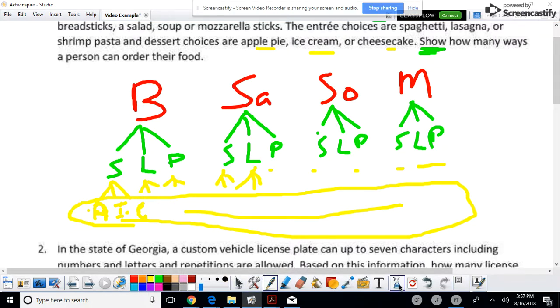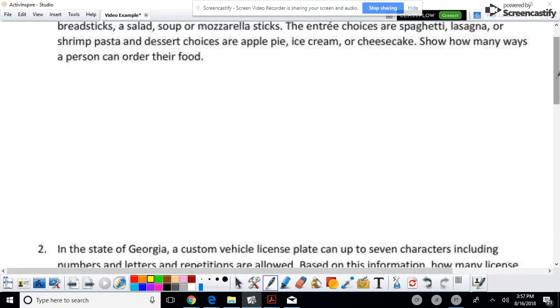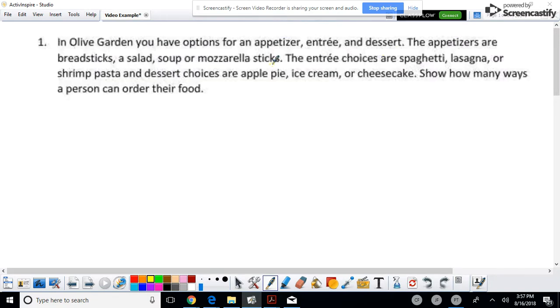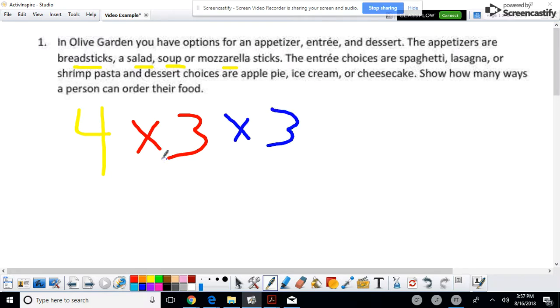Yeah, but who has time to do that, right? So that's why we're going to do the fundamental counting principle. We're going to count what we have in each category. So in the first category of appetizers, we've got breadsticks, salad, soup, or mozzarella sticks. That's 4 options. Entree choices, spaghetti, lasagna, shrimp pasta, 3 choices. Dessert choices, apple pie, ice cream, cheesecake, 3 more choices. The fundamental counting principle says you can just multiply this. Real simple, right? 4 times 3 is 12, times 3 is 36. There are 36 ways a person can order their food.